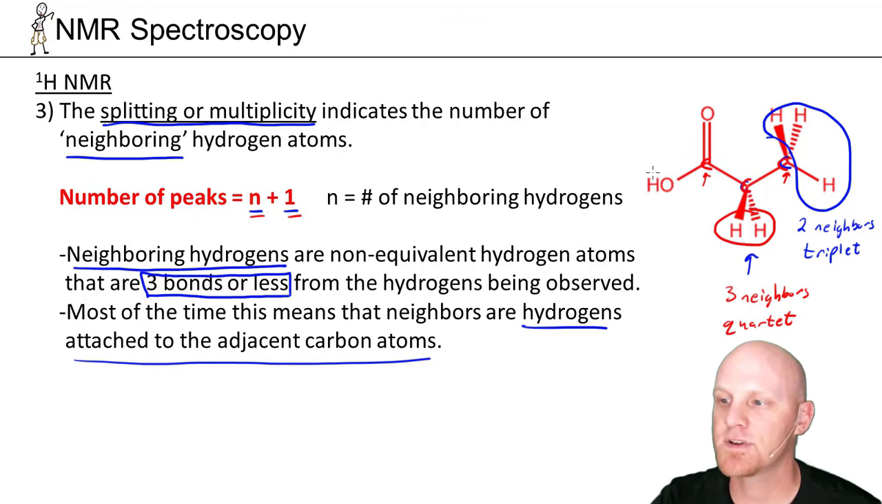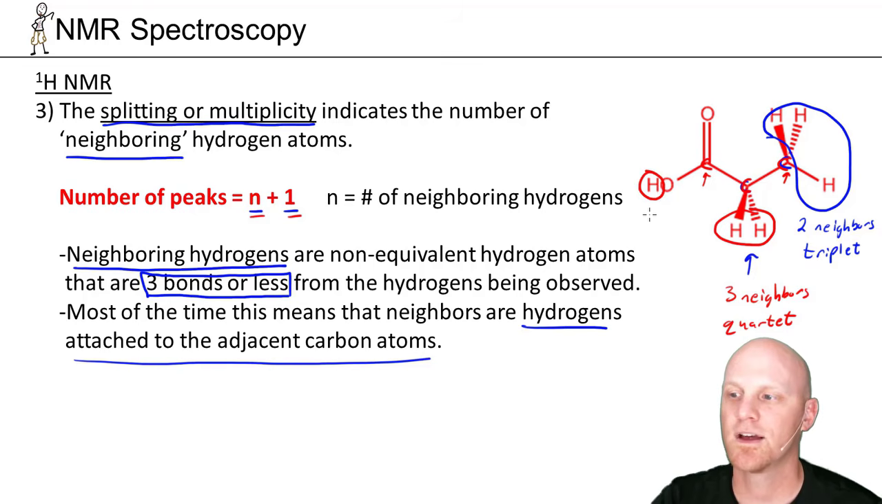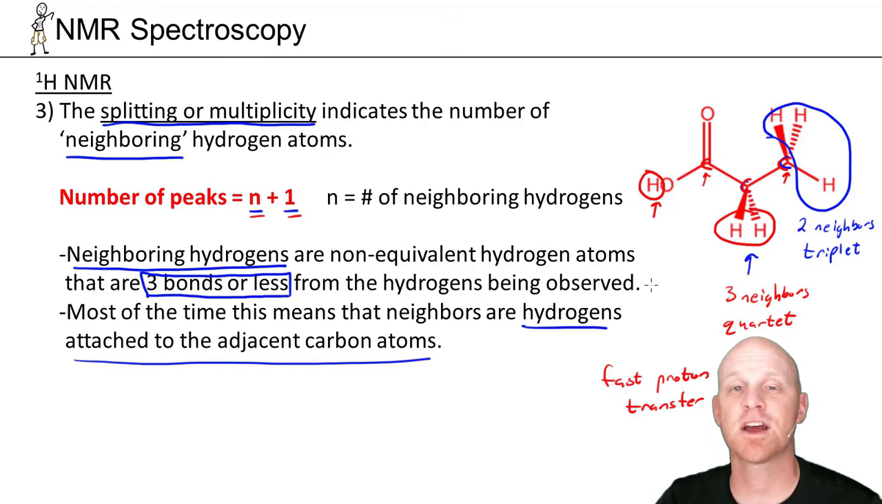In this case, last but not least, we've got this OH hydrogen. We'll find out that OHs and NHs typically don't undergo splitting. In the case of the OH, it's due to what we call fast proton transfer. With fast proton transfer, this H is acidic enough that it's probably just being exchanged with other molecules or even with the solvent, potentially. As a result, there's not just one environment. There's a whole host of average environments it's going through as it's being exchanged.